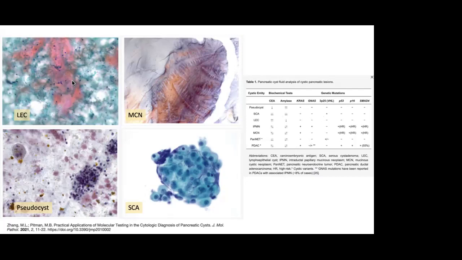And when we look at the lymphoepithelial cysts, CEA level can increase, but amylase levels are low, and we don't have any specific genetic mutations. And then we look at the MCNs, the CEA and amylase levels can be varying, but we have KRAS mutations, and we can see SMAD4, P53, and P63 in the high-grade lesions.